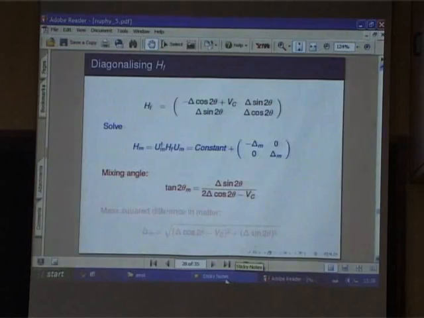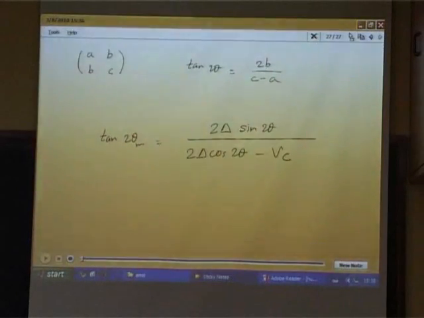So what this means is that when neutrinos pass through matter, the effective mixing angle changes. Initially the mixing angle could have been theta. Now it becomes something else, theta m. We'll come back to this.